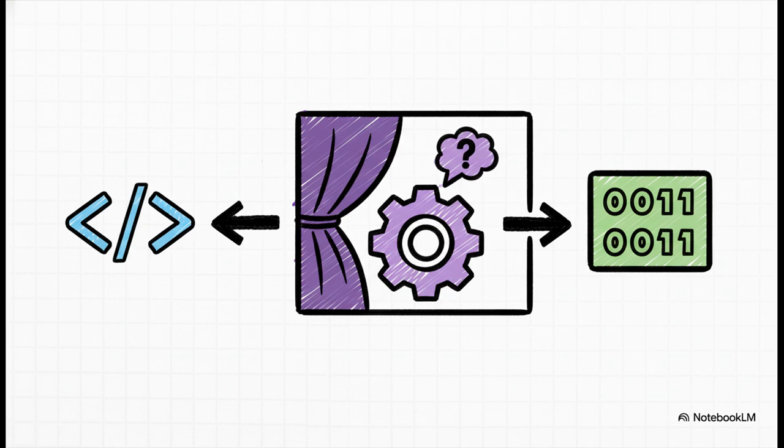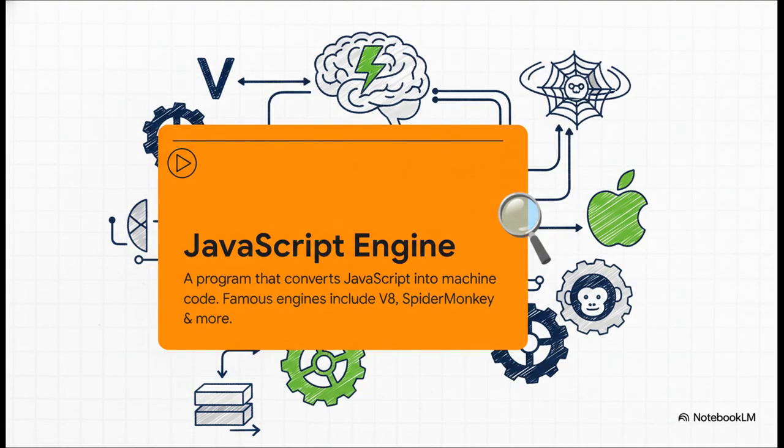Well, the secret is that there's this powerful middleman, a translator, working tirelessly behind the scenes every single time you run a piece of code. And that translator, it's called the JavaScript engine. It's this incredible program whose entire job is to take your JavaScript and convert it into machine code the computer can execute. You've definitely heard of the big ones, right? V8 is the powerhouse behind Chrome and Node.js, Firefox has its own called SpiderMonkey, and Safari uses JavaScript Core.